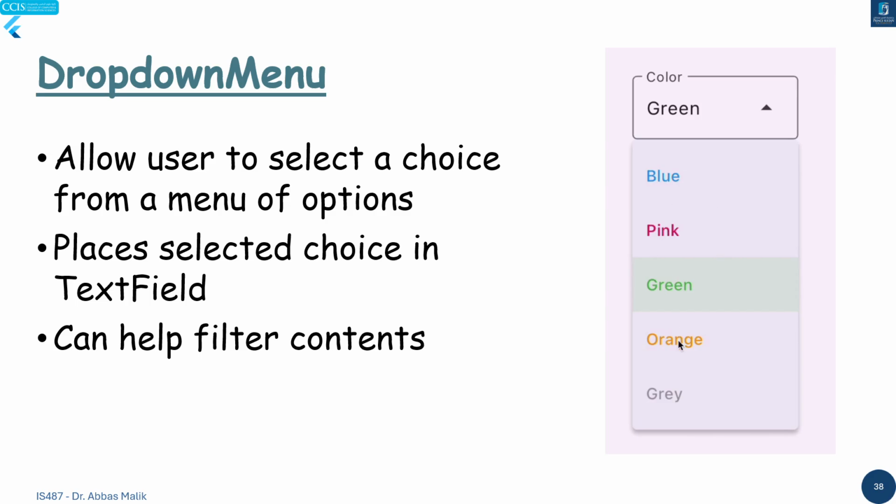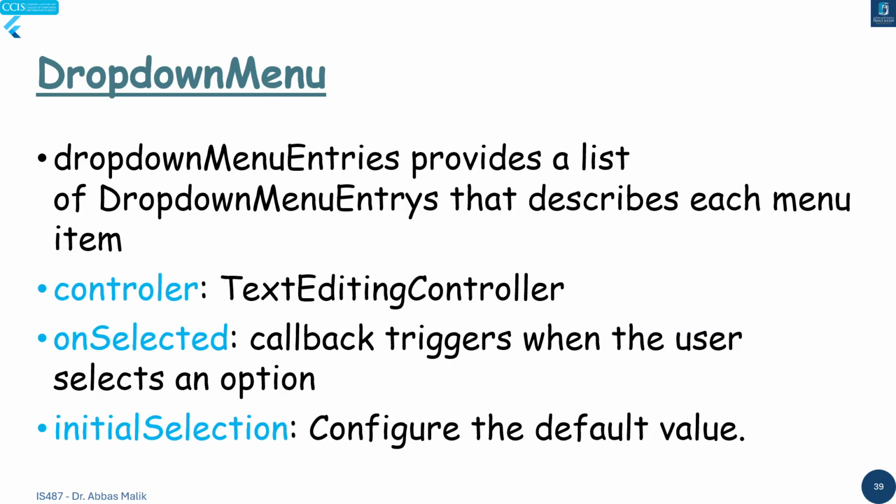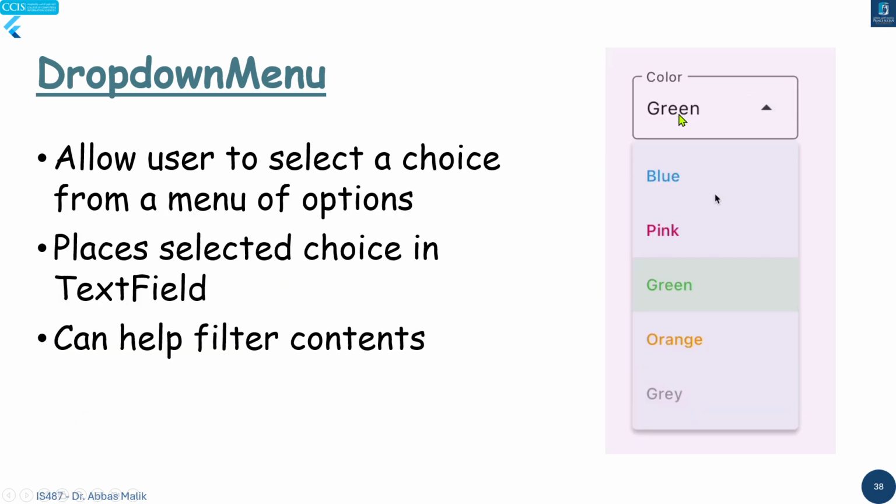We also have a drop down menu, which allows the user to select a choice from a menu of options. It places the selected choice in the text field and can help filter the contents. If we click on that, it will show me something like that. So I have implemented a small part. In the drop down menu, we need some entries, a list of drop down menu entries. We have a controller, because if you look at that, this is actually a text field, but with some options where we have very specific information that we can put over there.